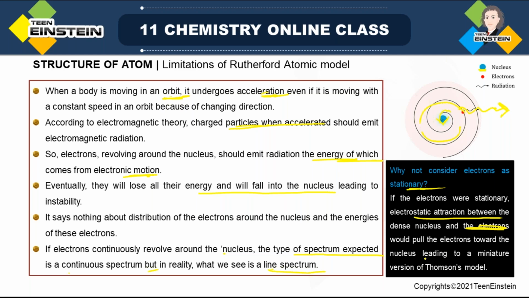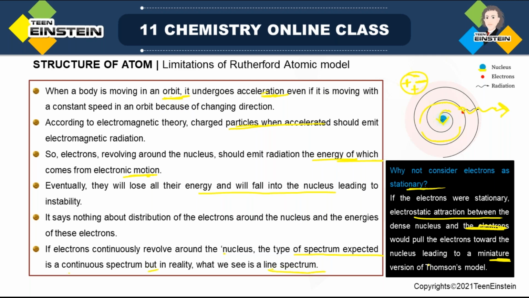Because the electrons are stationary, and there are positively charged particles in a dense region, that is the center, obviously it will draw the electrons. If they are not continuously moving, if they are stationary, it will draw the electrons, and ultimately what will happen is that in the center both positive charge and negative charge will be present, just as if it is a mini version of Thomson's model. Because in Thomson's model, what we have seen is the whole atom as a homogeneous sea of positive charge, and in that sea of positive charge there are some electrons embedded.